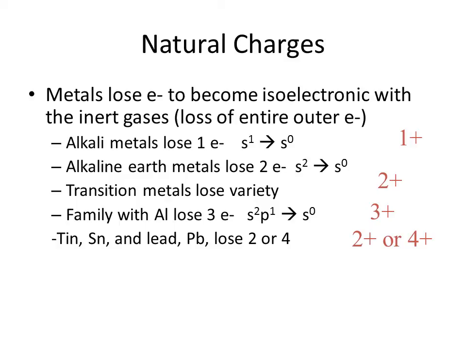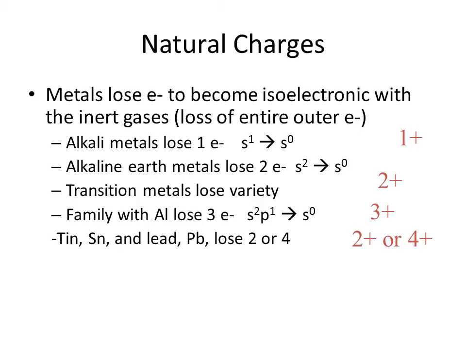The transition metals all lose a variety, and we're not really going to go into how they lose their electrons. There are only a couple of metals in the transition block that we're going to actually investigate. So we're not going to worry about those right now.